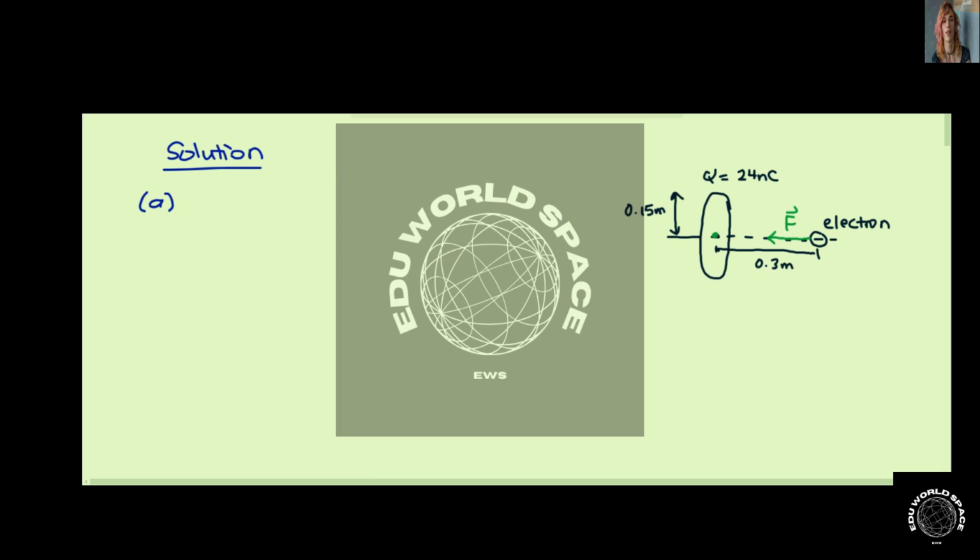So what happens is that the electron will end up oscillating along the horizontal axis.